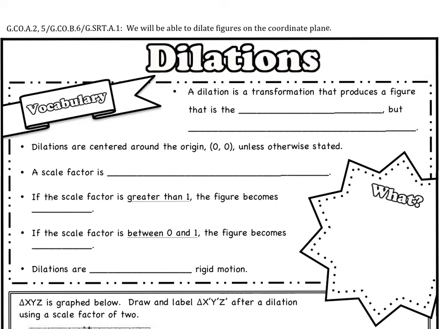So let's take a look at our first bullet up here in the vocabulary section. It says a dilation is a transformation that produces a figure that is the same shape but different sizes.